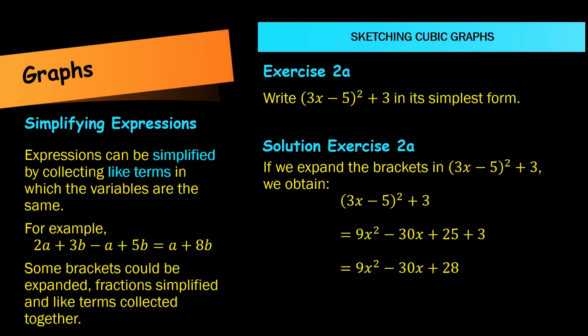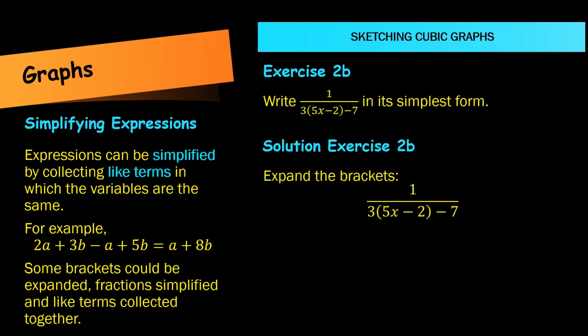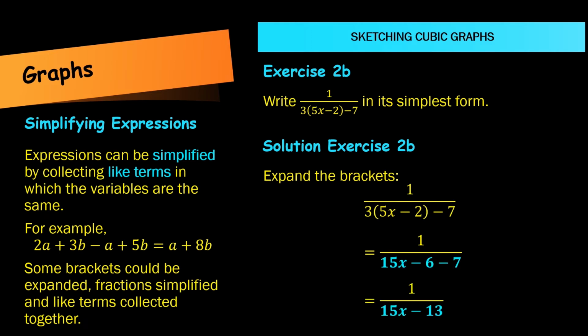And now for exercise B. We are required to write 1 over 3 times (5x minus 2) minus 7 in its simplest form. So let's solve this. Again, we expand the brackets in the numerator to give us 1 over (15x minus 6) minus 7, which simplifies to 1 over (15x minus 13).